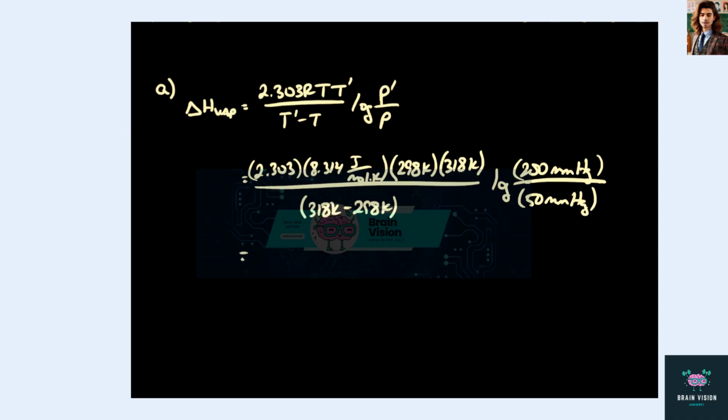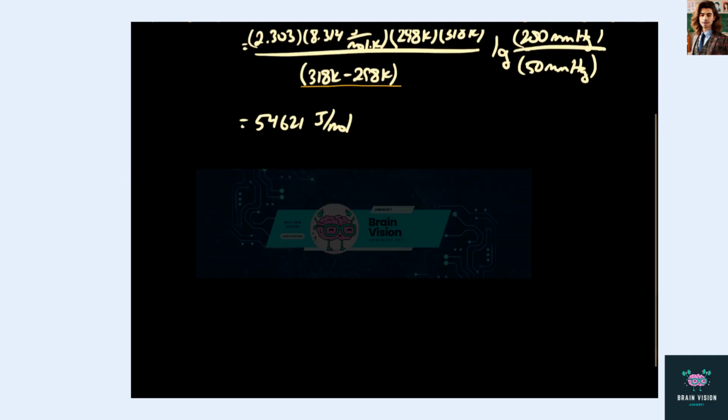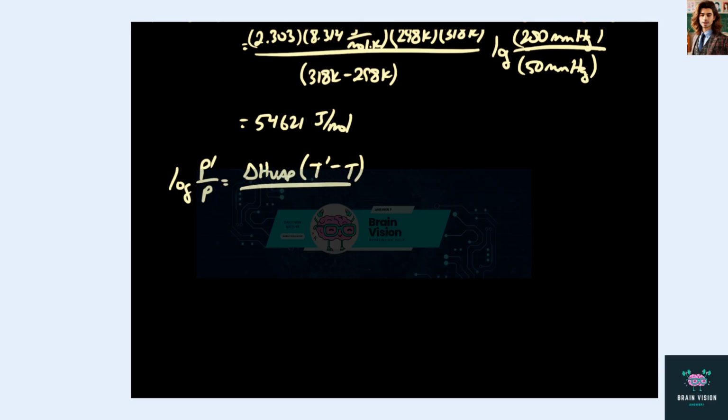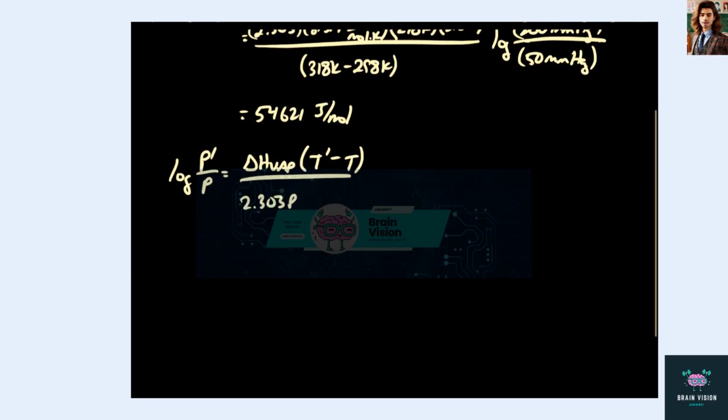Solving here, we get 54,621 joules per mole. And now we can calculate the vapor pressure from the enthalpy of vaporization and the data at 25. So log of P prime over P is equal to delta H vaporization, T prime minus T, over 2.303 R T T prime. P prime is our unknown, P is 50 millimeters of mercury.